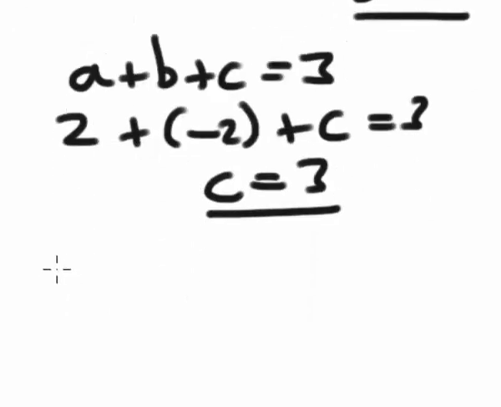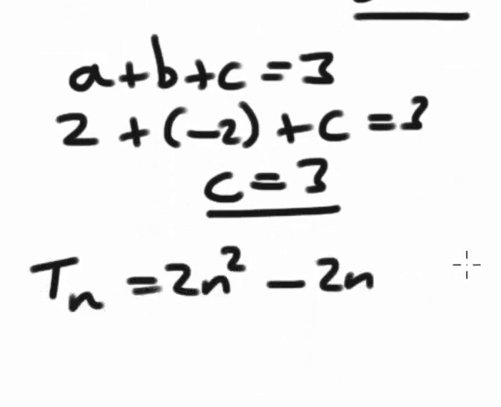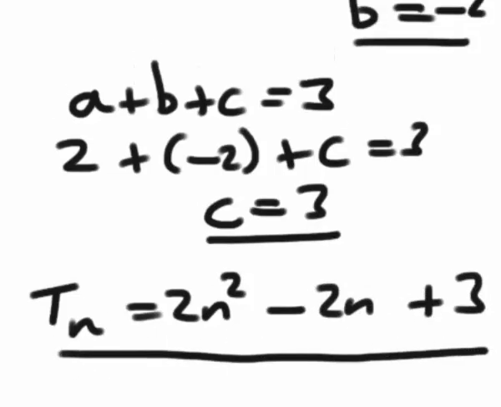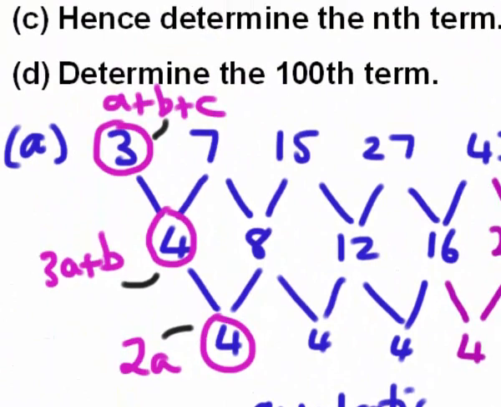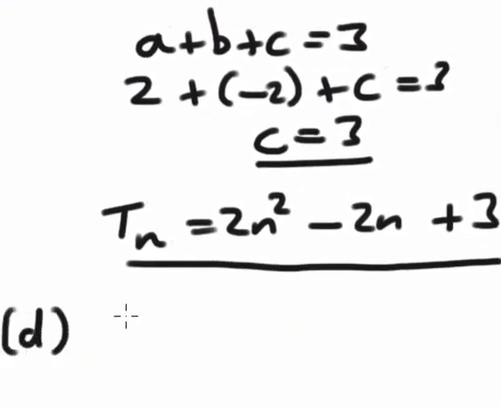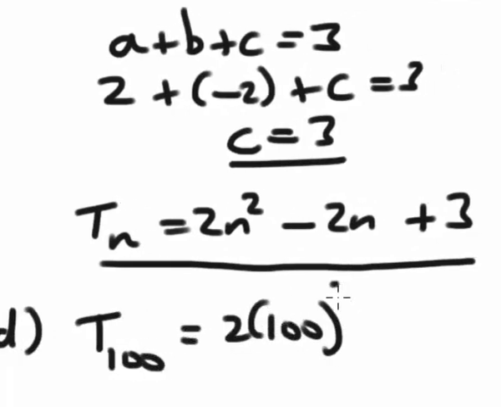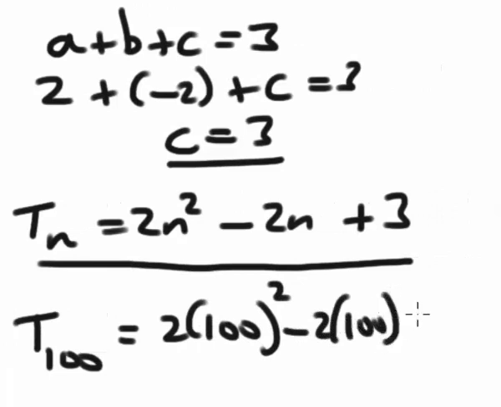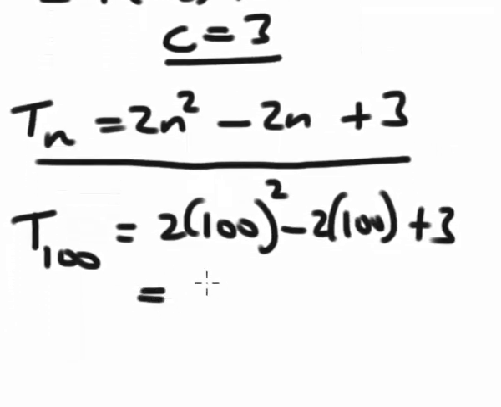So what would your general term be? Tn is an squared plus bn plus c. And there's your nth term, as you did in grade 11. And then what is the 100th term? No problem with that. So number D, you can say no problem. The 100th term is going to be 2 times 100 squared minus 2 times 100 plus 3. And if you work that out in a calculator there, no problem. You can actually do that very, very easily.